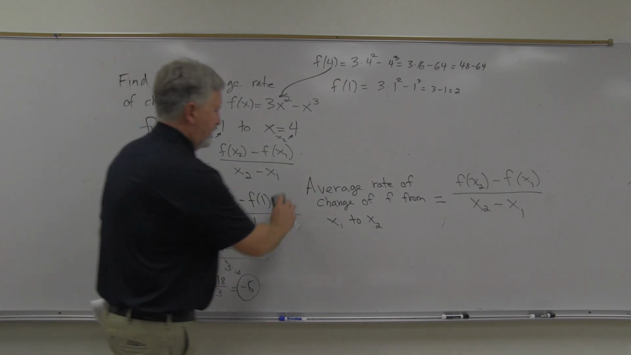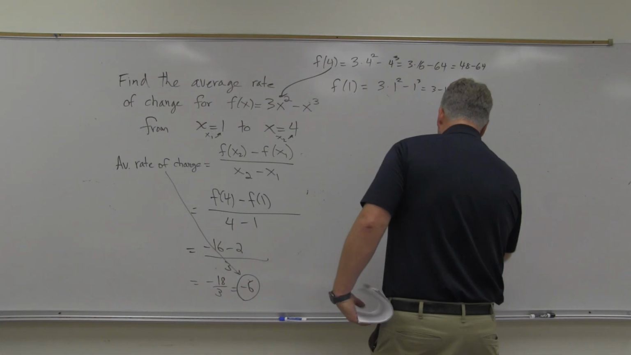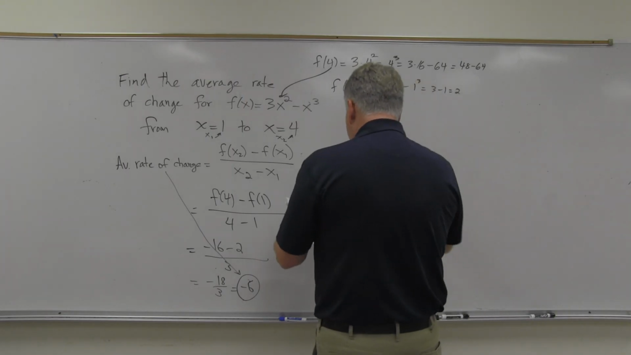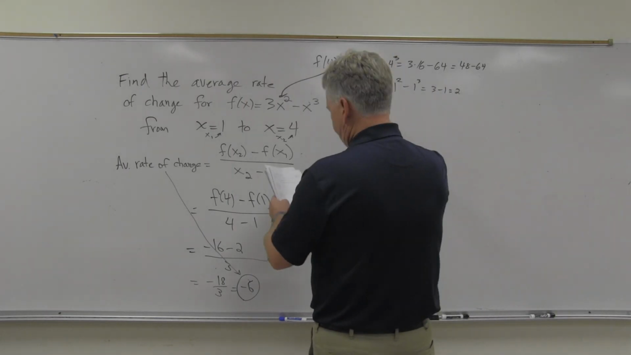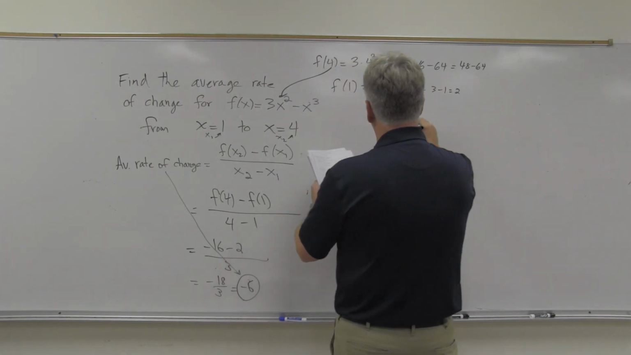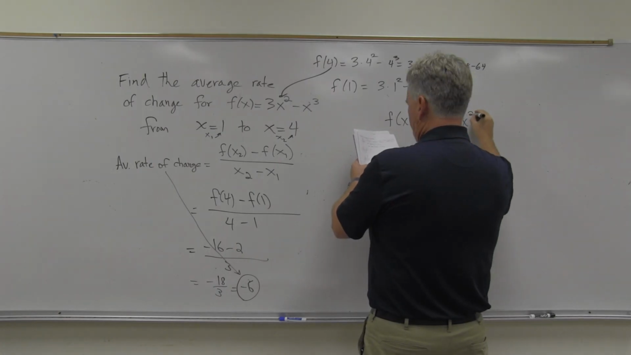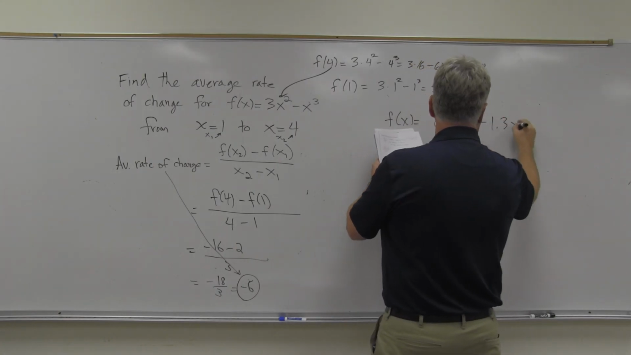So one more of those. Okay, let's do it here. Kind of an application to maybe see why it is called the average rate of change. All right, f of x equals 0.2x squared minus 1.3x plus 24.